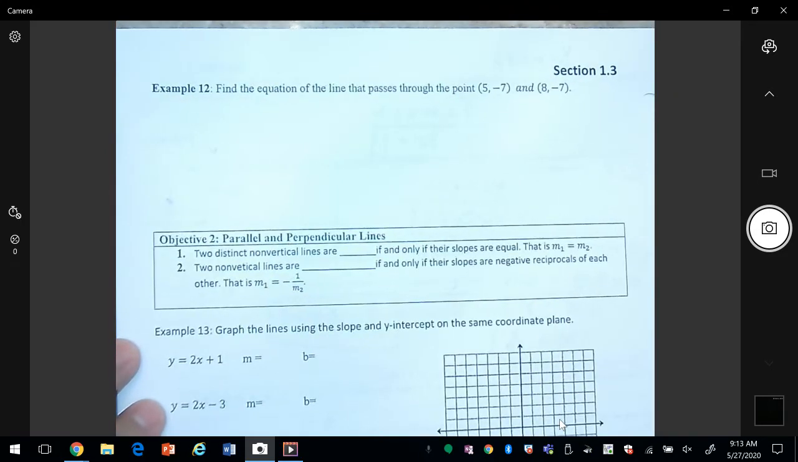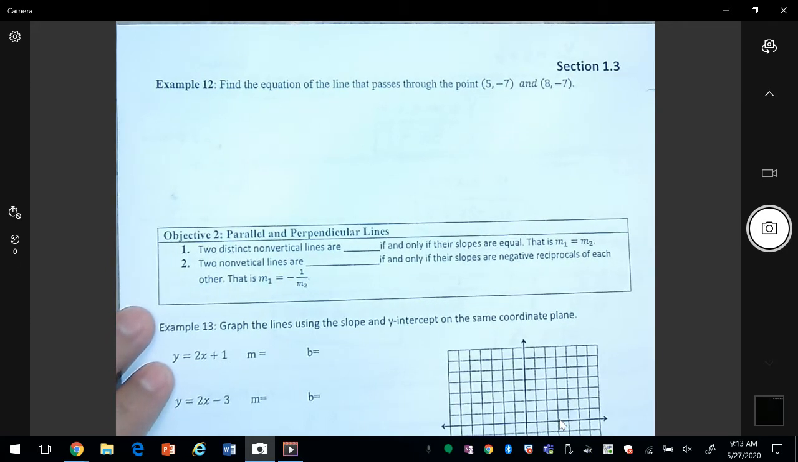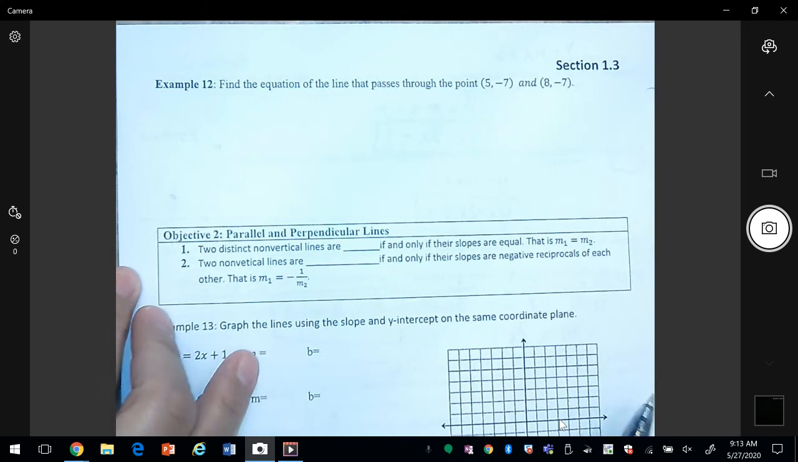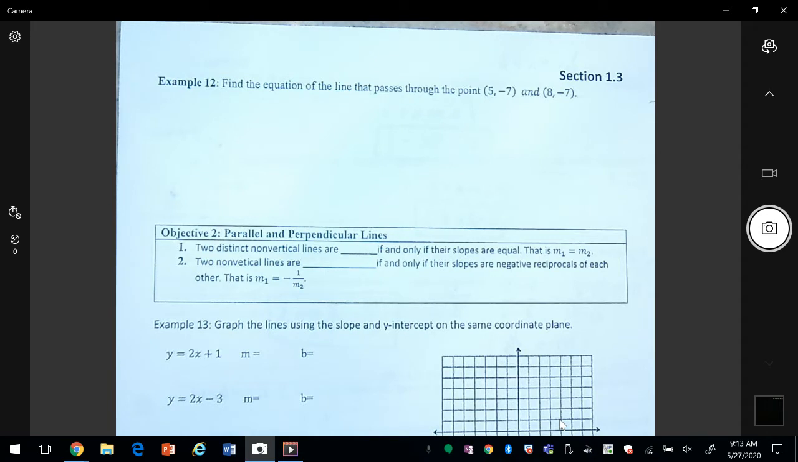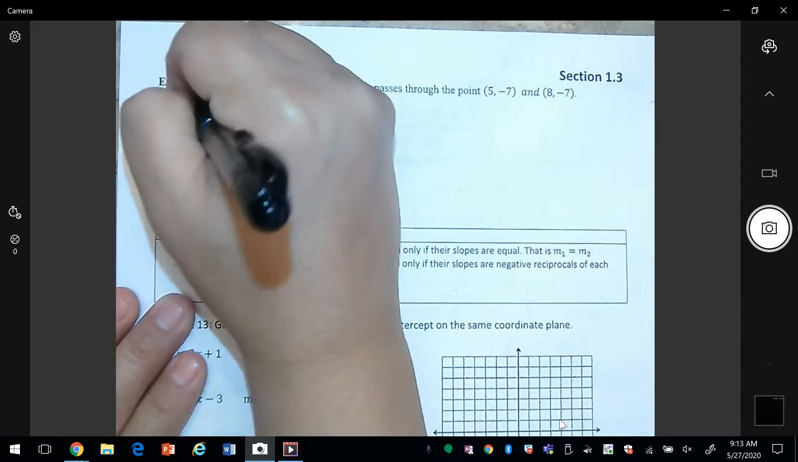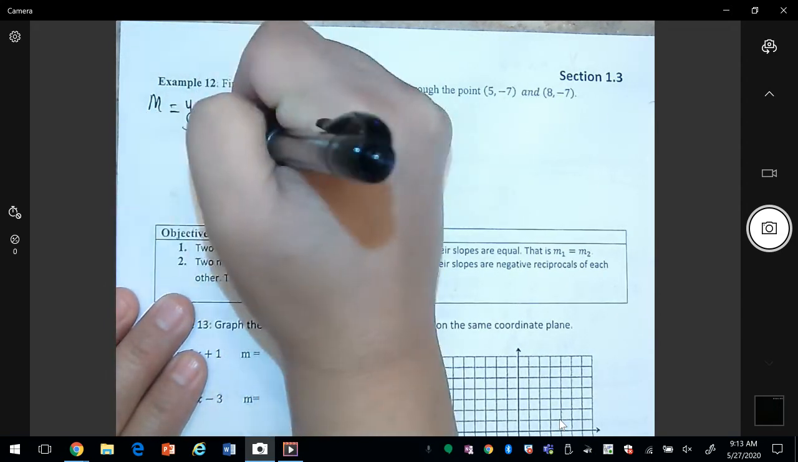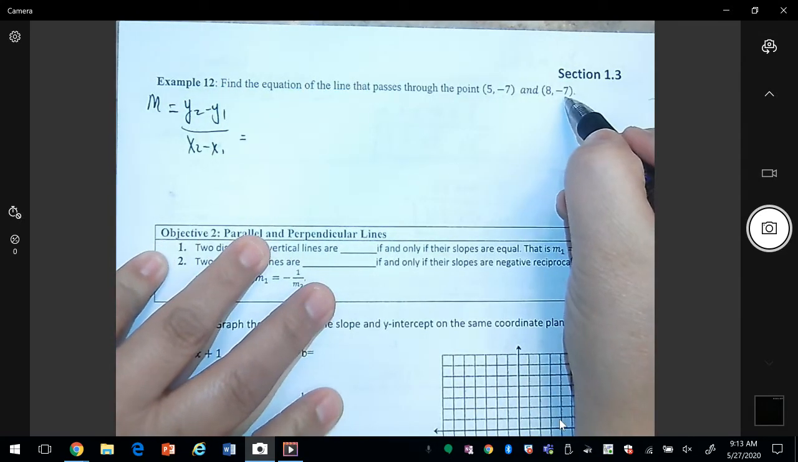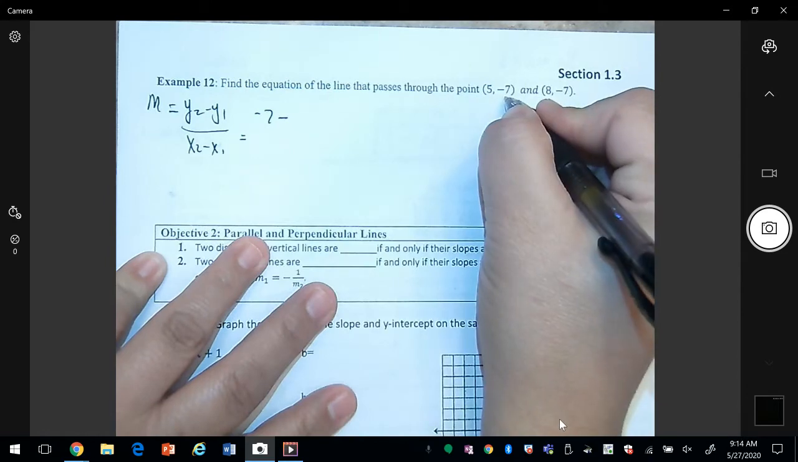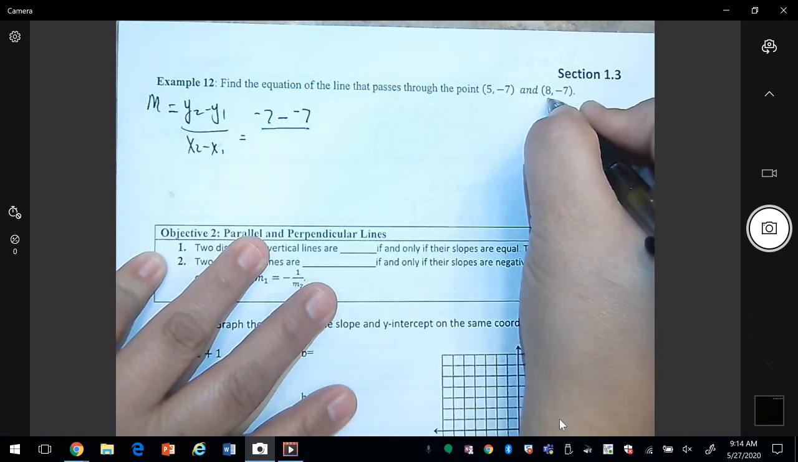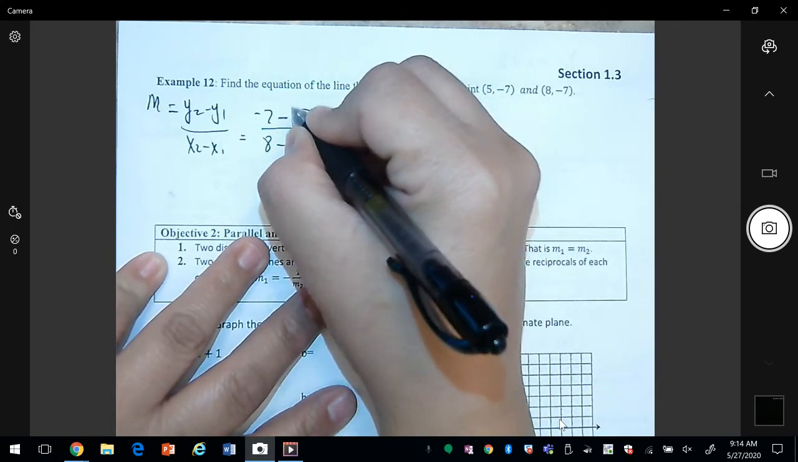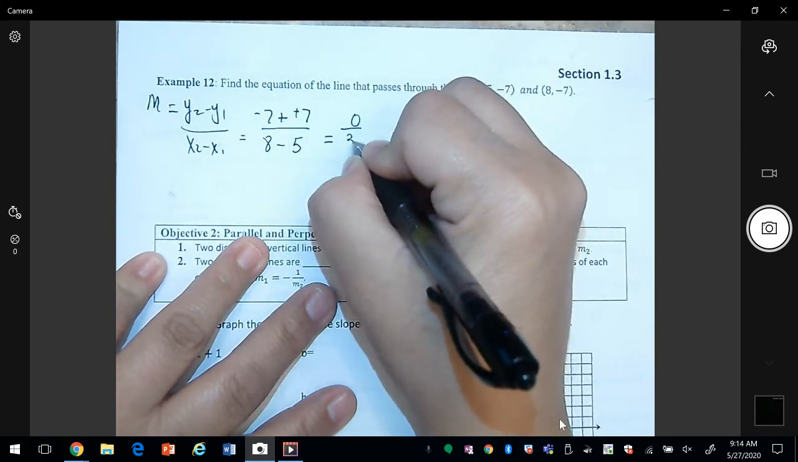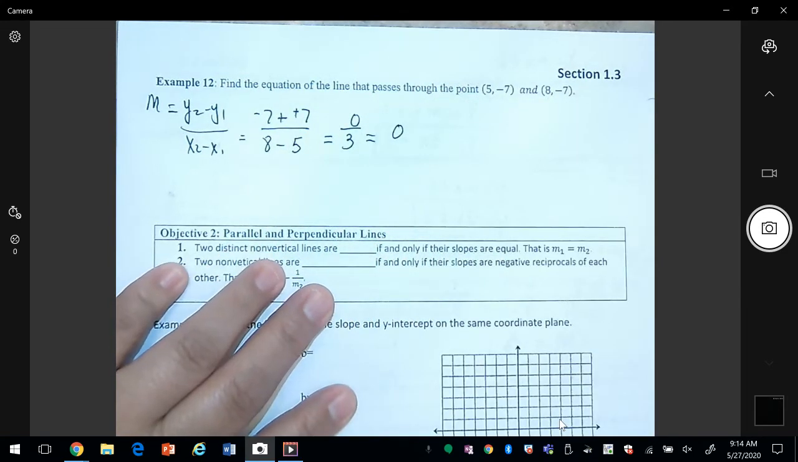Number 12, find the equation of a line that passes through the points (5, -7) and (8, -7). So they don't give you the slope, but they give you enough information to find the slope. So we can use the slope formula. First, y2, I'm going to call it -7, minus y1, -7, divided by x2, which is 8, minus x1, which is 5. Negative negative is positive, so we get 0 divided by 3, so m is equal to 0.